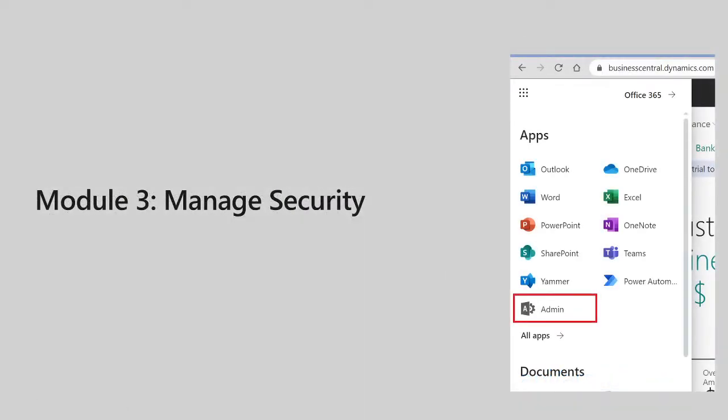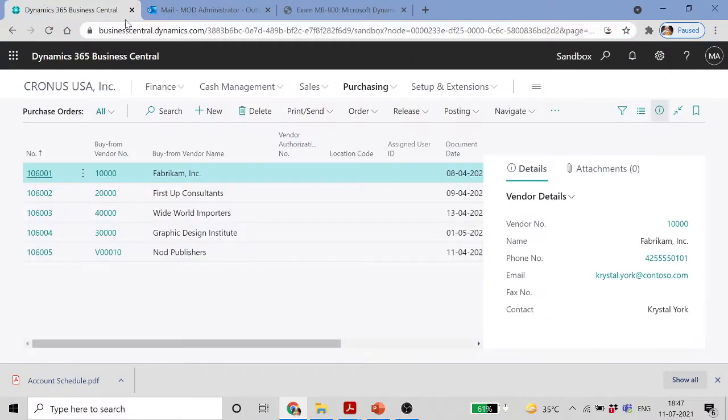Manage security. So we will start with manage security. Here we will see how to add a new user, how to make that user part of a user group, and how to assign security roles, permissions, and all that. Here I'm logged into the Business Central SaaS version, software as a service, the cloud version.